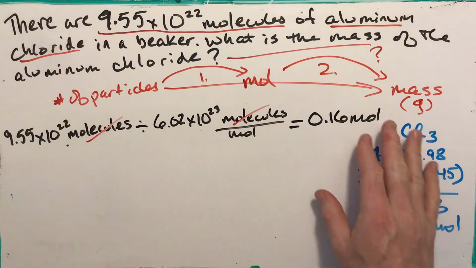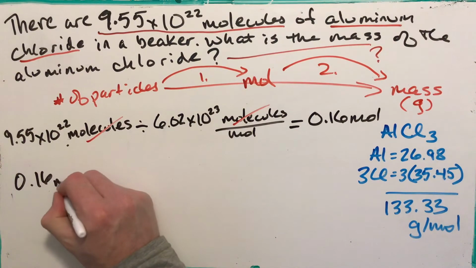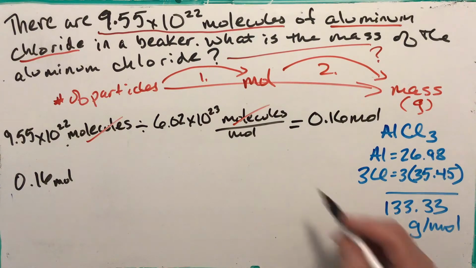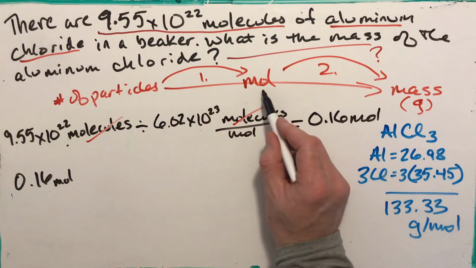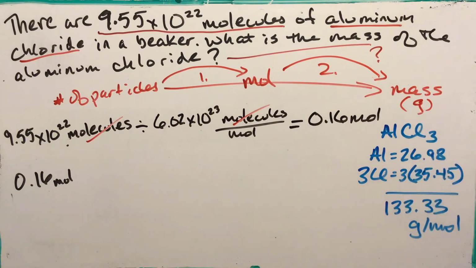So I'm going to carry this down. I can't go any further there. I'm going to run out of space. So 0.16 moles of aluminum chloride. The next thing I'm going to do, so that's my first calculation, gets me to moles, so I'm here. My second one is to take my moles, this value, and change it into mass, which is what the question was looking for. And I'll need this molar mass in order to do that.